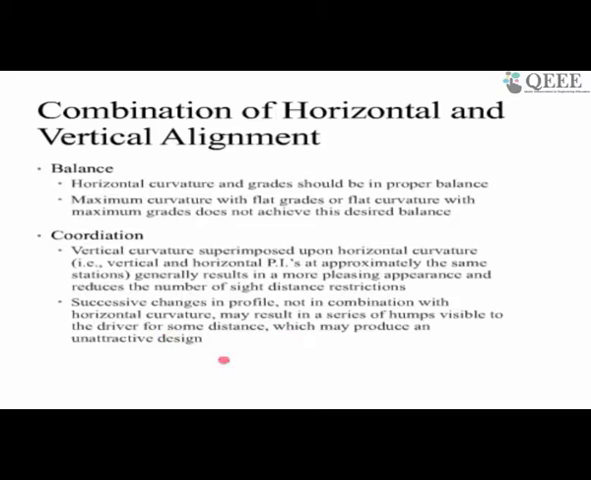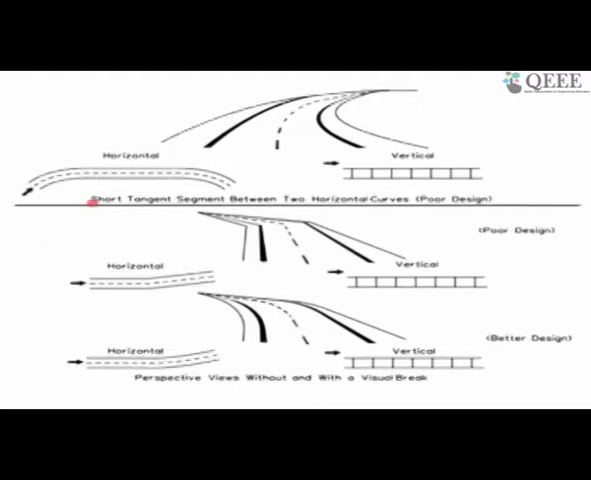Successive changes in profile, not in combination with horizontal curvature, may result in a series of humps visible to the driver. Here are some of the perspective images. You have curves like this on a flat gradient, and the perspective view looks like this. The next curve is not going to be visible to the driver while they are negotiating the current one. When they don't see the road, of course they are hesitant, they don't know the amount of curvature, and there will be an operational effect: they will be slowing down, or if they are coming at high speed, they will drastically try to slow down, and the vehicle can go off the road.